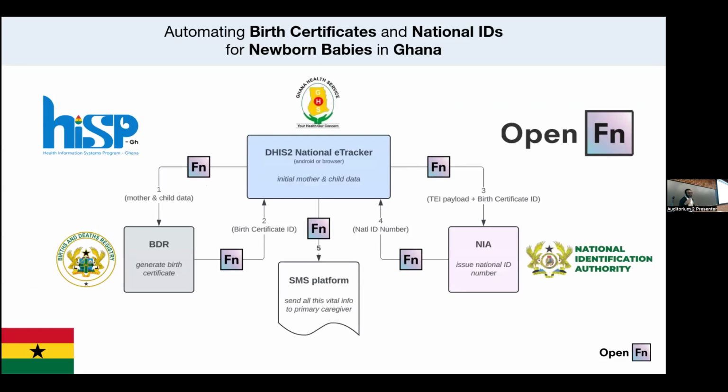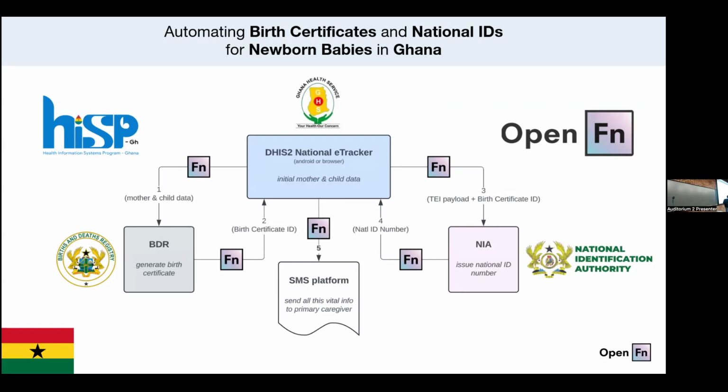Now, when you look at the very first activity, assuming the baby goes to the community health worker, they are registered into Tracker. Now, what happens is that the data comes from Tracker into the BDR, that's the birth and death registry, with OpenFN enabling us to achieve that. Now, the birth certificate is generated from the BDR, and then it comes back to update the Tracker, because there's an attribute in Tracker that is supposed to house that data.